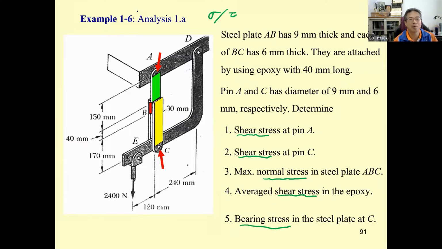That means the problem is going to be analysis 1.8. Now, we come to the problem. Okay, they give us what? Sigma equal to P over A. They provide us with various dimensions of the structure.